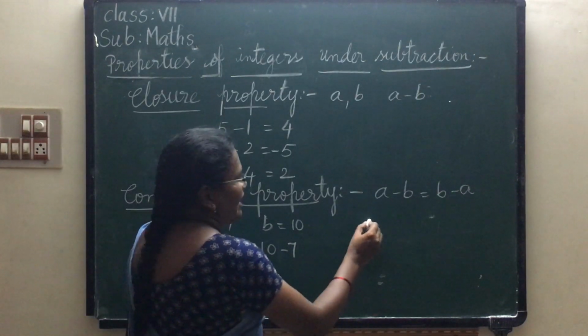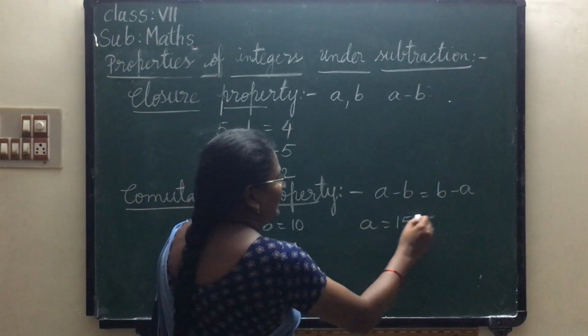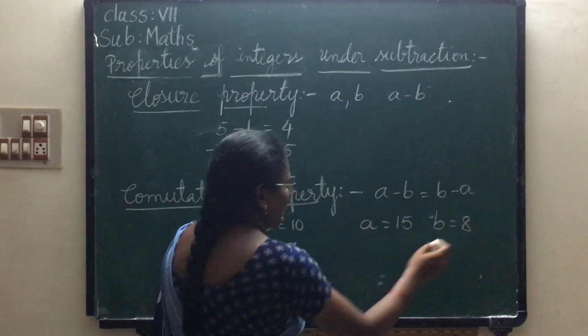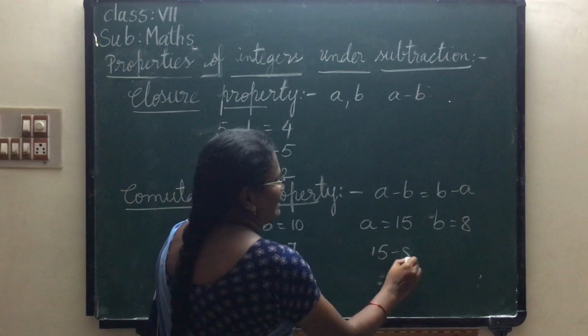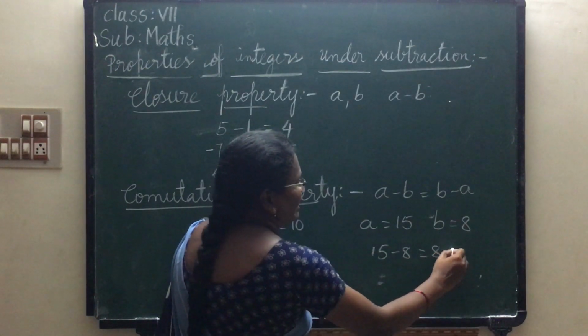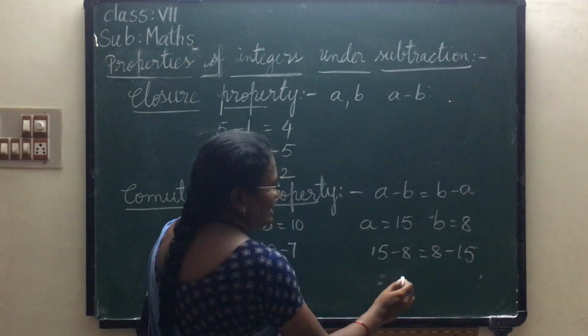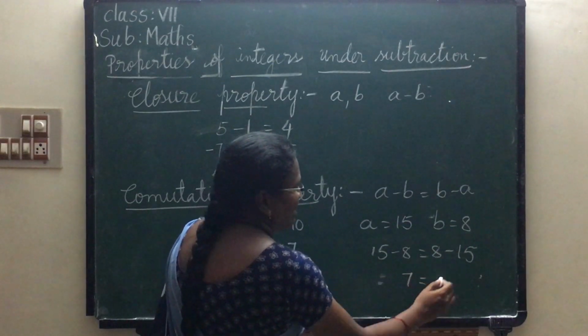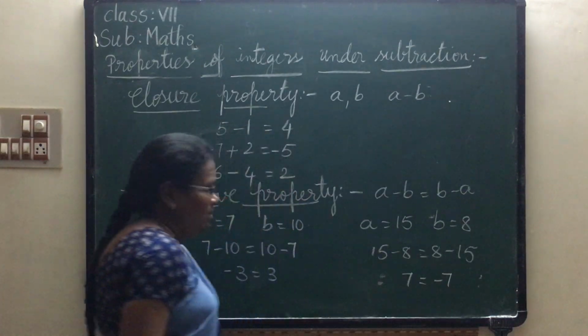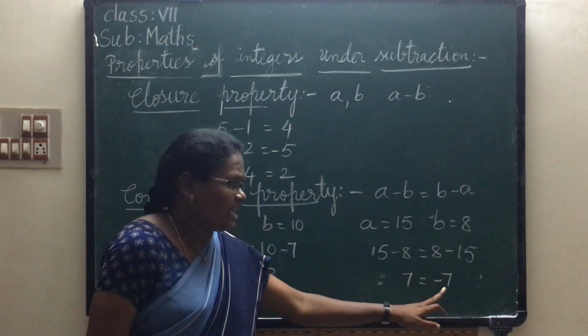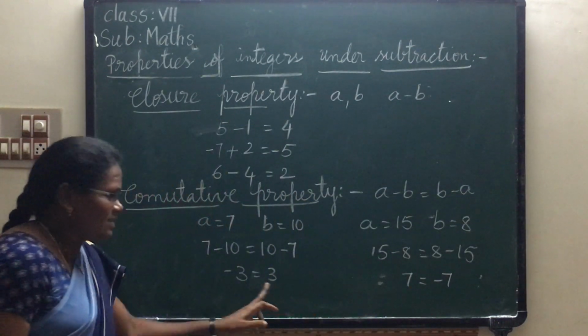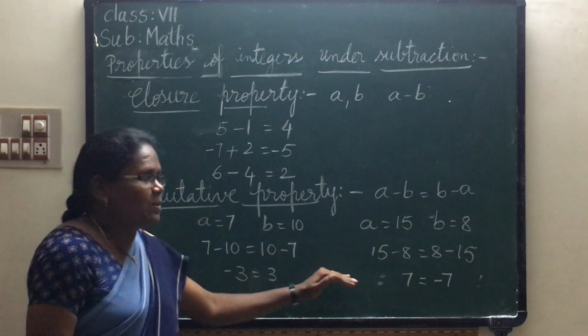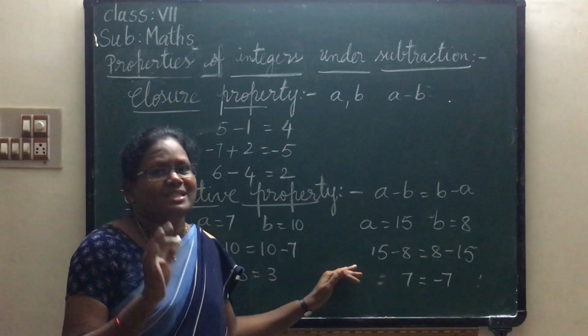Now the next one. a value is 15, b value is 8. 15 minus 8, and 8 minus 15. 15 minus 8 is equal to how much? 7. 8 minus 15 is equal to minus 7. Are both the same? No. Is LHS equal to RHS? No. This property is not satisfied under subtraction.